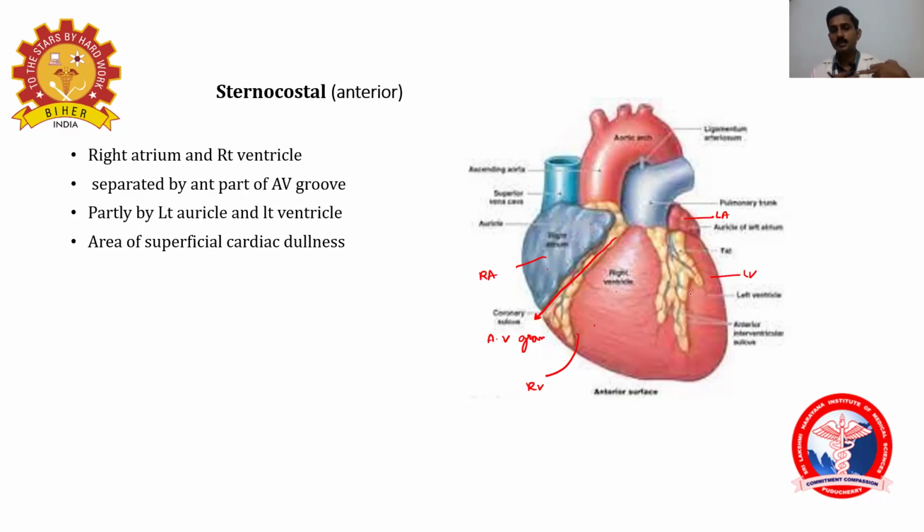What is superficial cardiac dullness? So in your clinical postings, you will be learning about percussion. If you percuss on the intercostal space, you will feel the resonant note of the lungs. When you come to the sternocostal surface of the heart, there the intercostal space is lying directly in relation to the sternocostal surface. So you will feel a dullness. Okay, so this is called superficial cardiac dullness. The finger is placed on this or percussed on this area, will feel dull note because there is no lung here, only formed by the sternocostal surface of the heart.